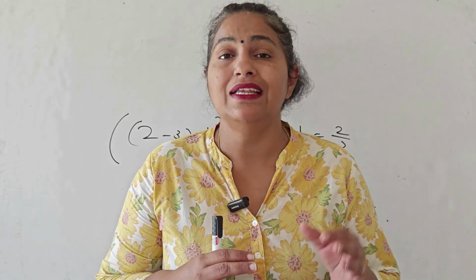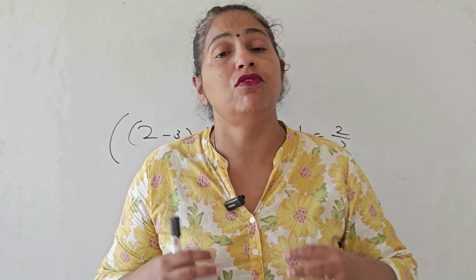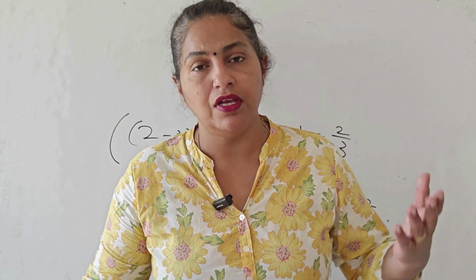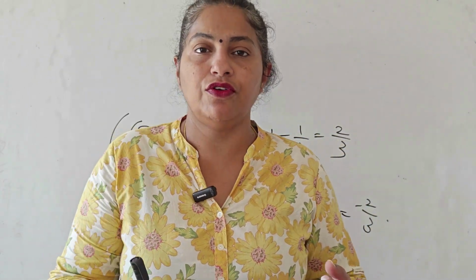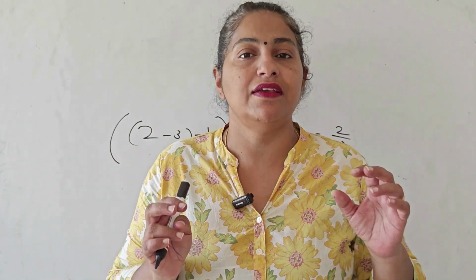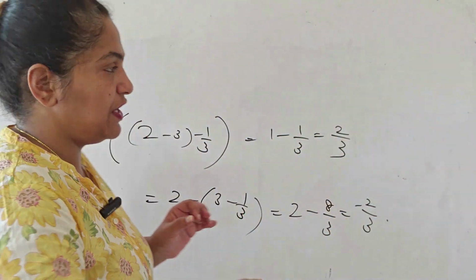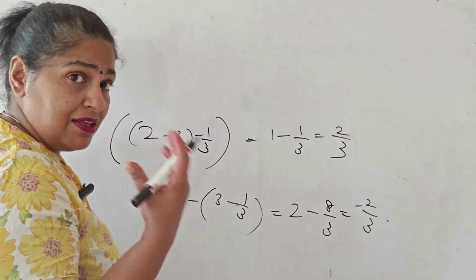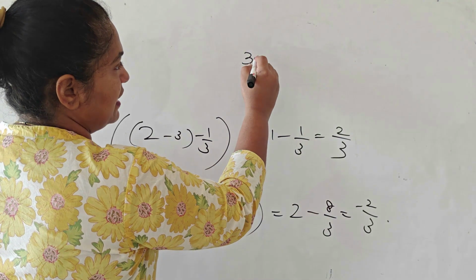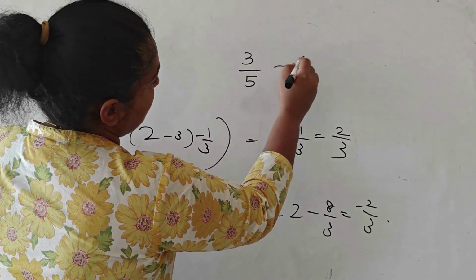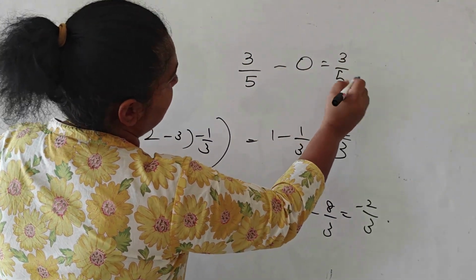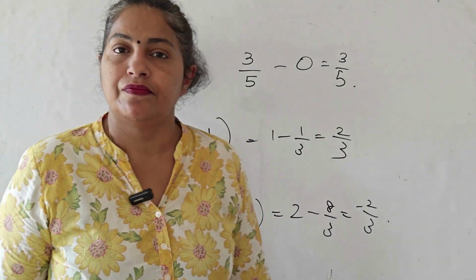Now, we need to find what is the identity for subtraction. So, just like in the case of addition, you know that the additive identity is 0. So, in the case of subtraction, the identity will be 0 again, because when we are subtracting 0 from any rational number, we get back the same rational number.